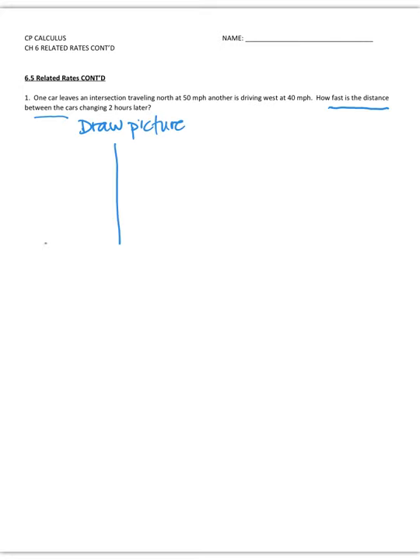So we have a triangle, and let's talk again. Take a look here. North is headed up. West is headed to the left. So this direction is our north, and this direction is our west. What we are asking for is how fast the distance between them is changing. So between them is this hypotenuse right here, right along there.